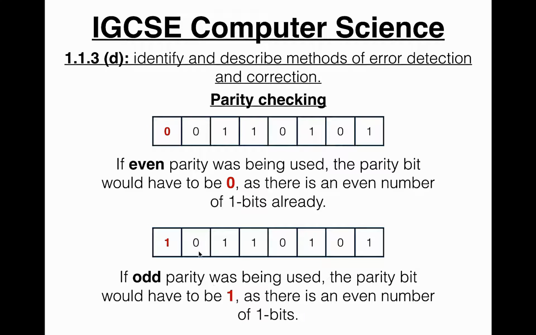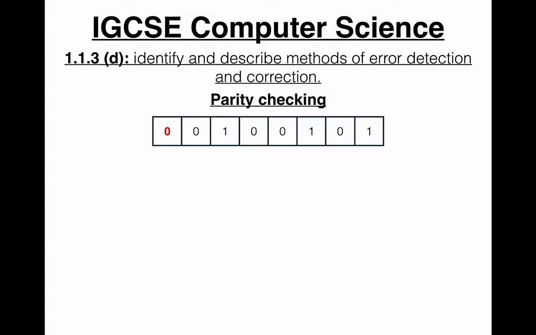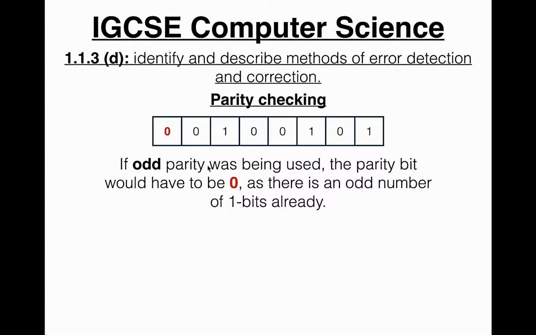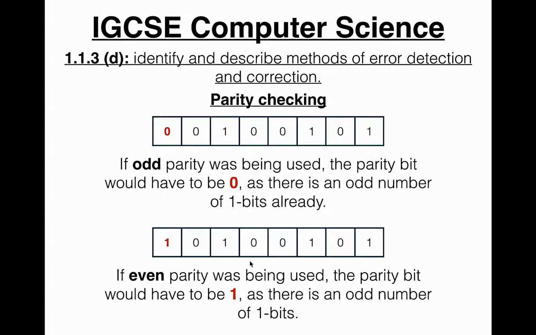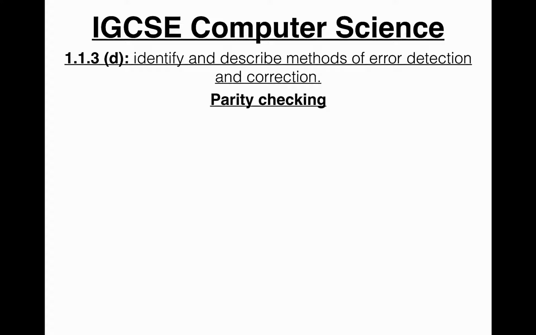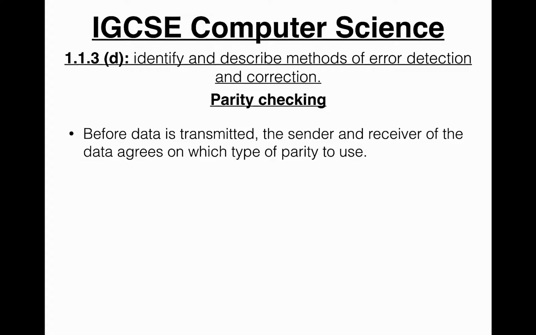If odd parity was being used, the parity bit would have to be 1, as there is an even number of 1 bits. So 1, 2, 3, 4 plus 1 makes 5, and 5 is an odd number. And the same with this and this. So hopefully you get the idea. Before data is transmitted, the sender and receiver of the data agree on which type of parity to use.